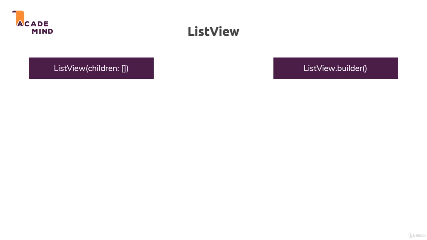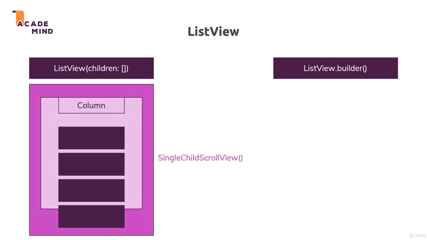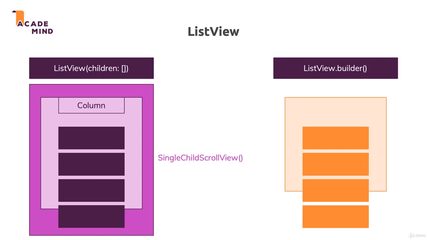There we have our child widgets, and as you learned, a list view in the end is like a column with a single child scroll view around it. And therefore it's able to have more items than we have space on the screen because it has an infinite height or width. The list view builder generally works similarly, but there we have no wrapping single child scroll view in that sense. But instead, here we have some optimizations put in place by Flutter. To be precise, the list view builder in the end only renders the widgets that are visible.